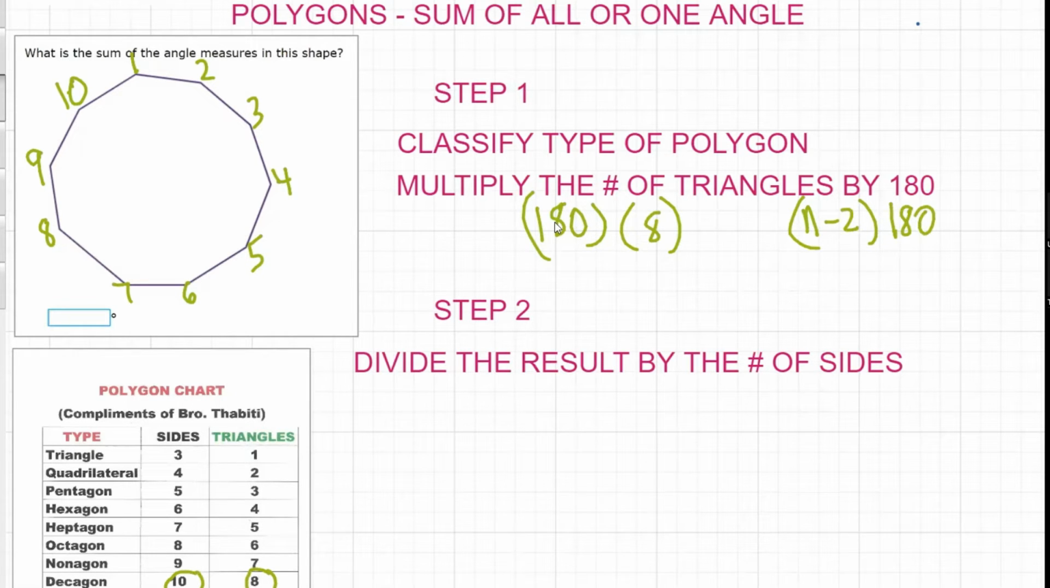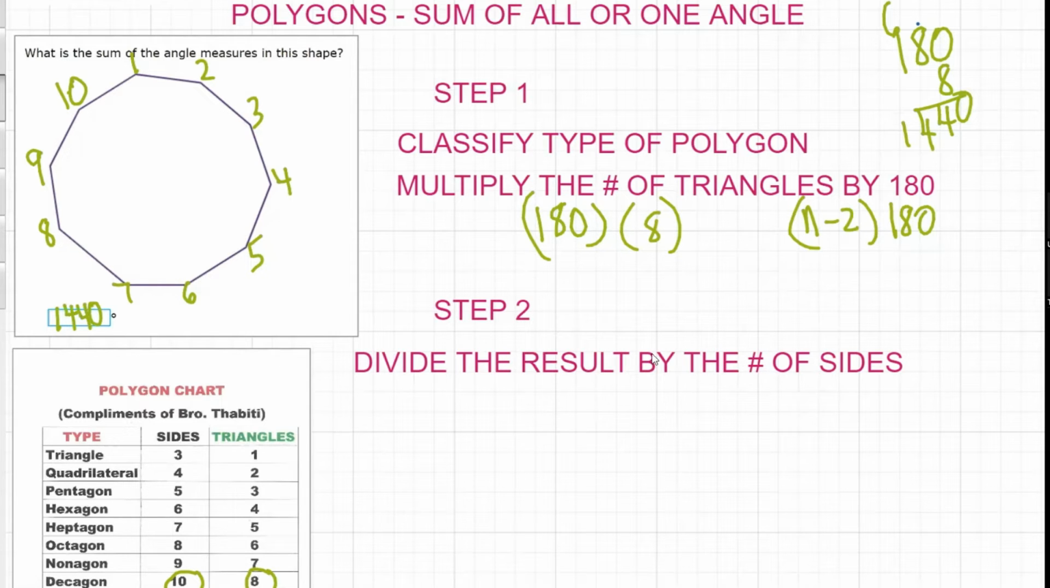When we multiply 180 times 8, we have 8 times 0 is 0. 8 times 8 is 64. 8 times 1 is 8, plus 6 is 14. We get 1,440. And it says divide the result. So 1,440 is what we're dealing with as far as the degrees.